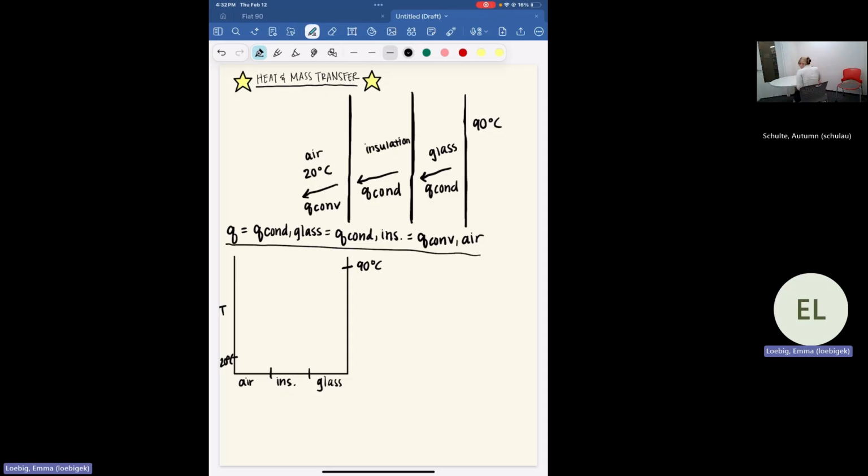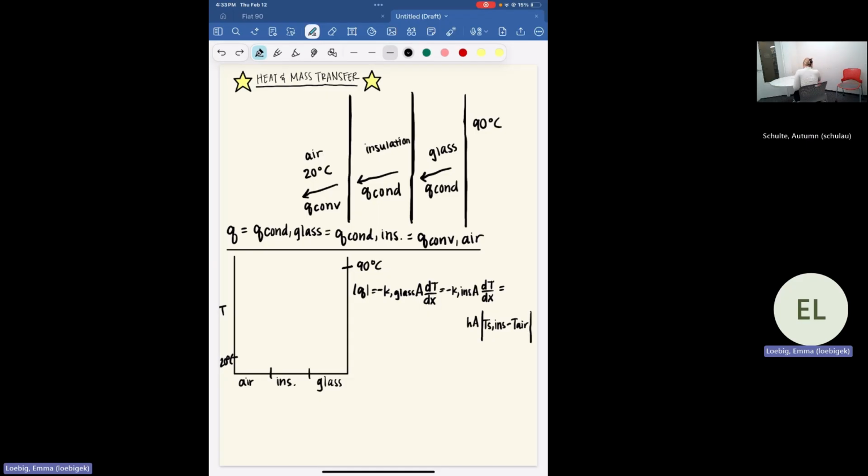Now let's expand this equation into terms that we are familiar with. We're going to have the magnitude of our heat flow equal to the conduction through the glass, which is Fourier's law, so negative the thermal conductivity of the glass multiplied by our area multiplied by the change in temperature with respect to position, is equal to the conduction through the insulation, which is going to be the negative thermal conductivity of our insulation multiplied by our area, multiplied by the change in temperature with respect to position, which is equal to our convection term, which can be written as the heat transfer coefficient H multiplied by our area multiplied by the absolute value of the temperature of our surface of the insulation minus the temperature of our air.